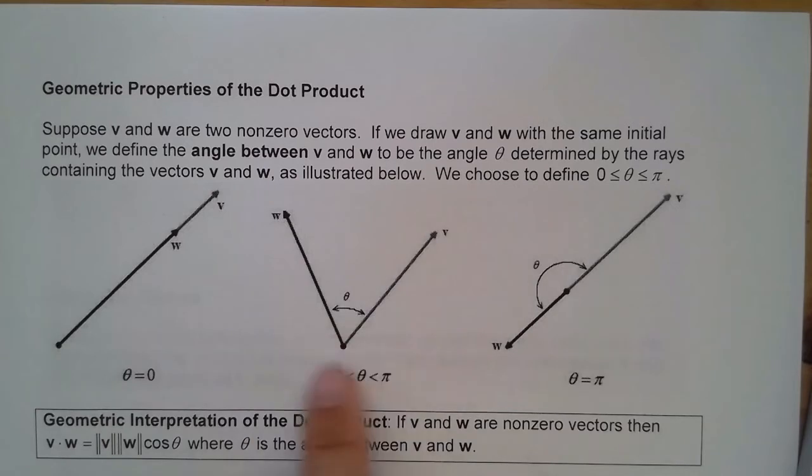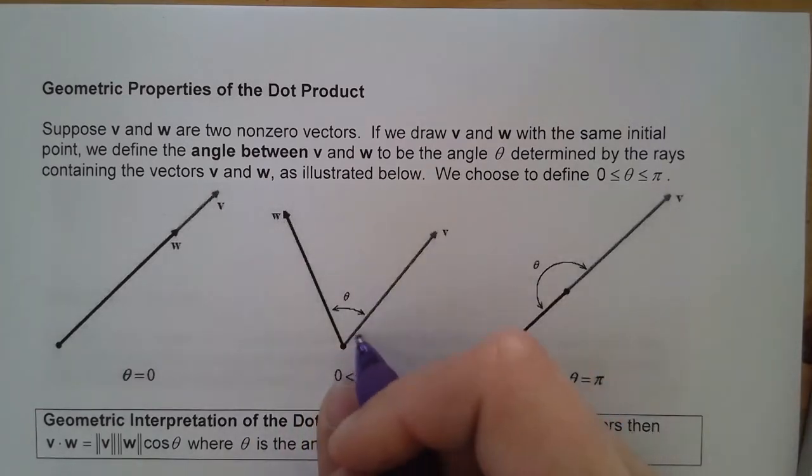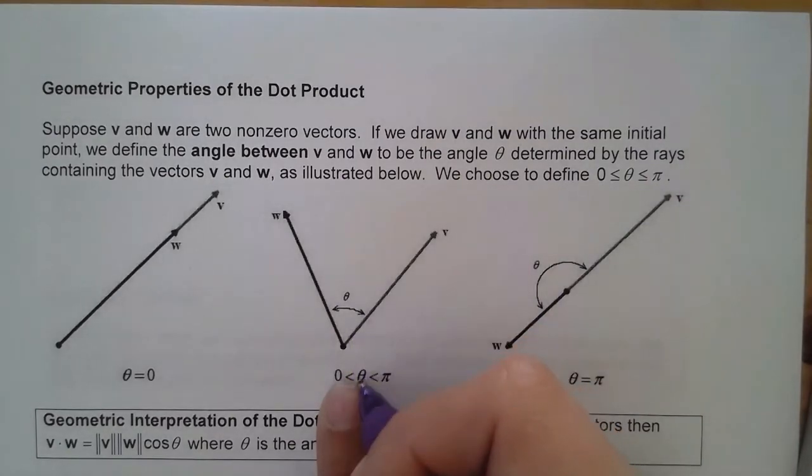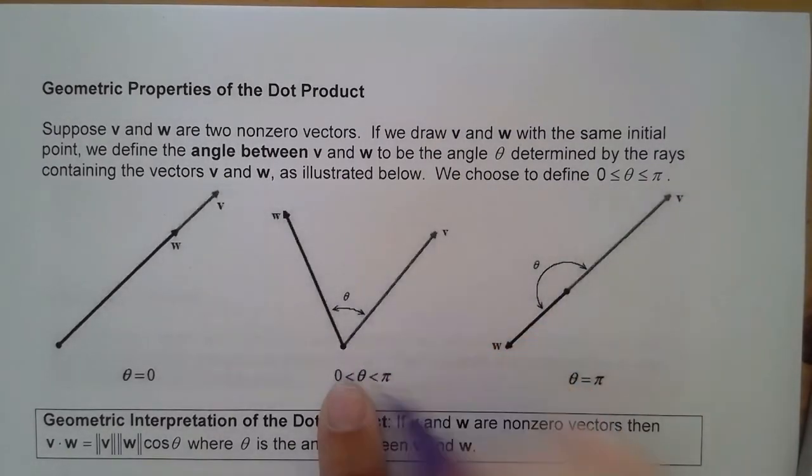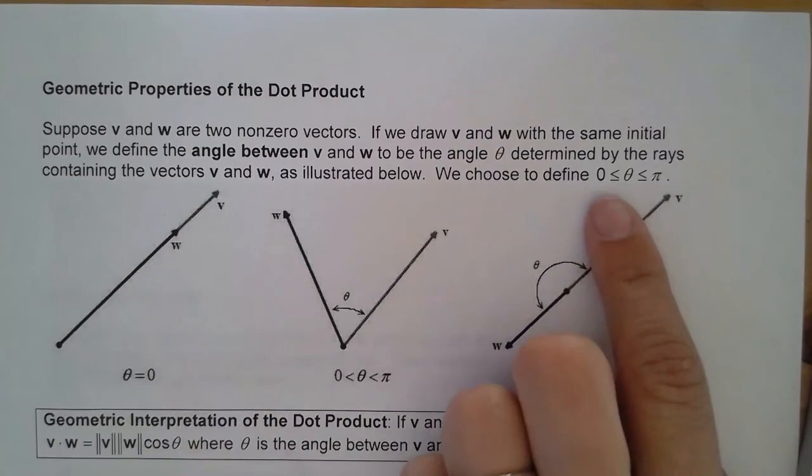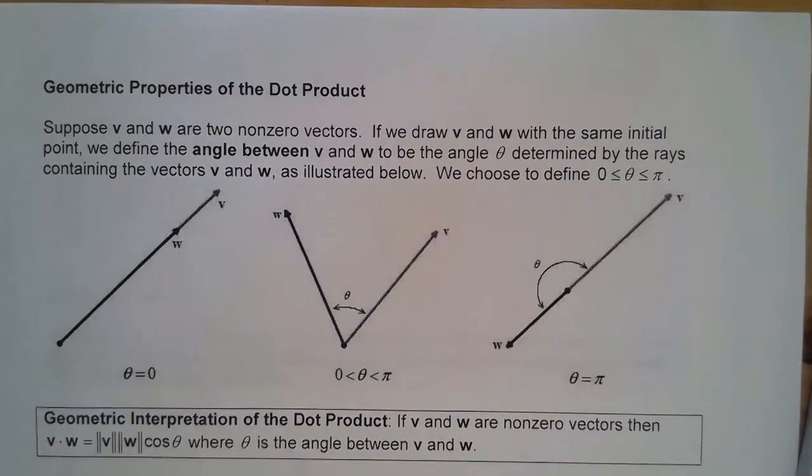The reason for it is if we came back here, we would then keep it in between. We would go theta here instead. So our theta is always going to be between 0 and pi.